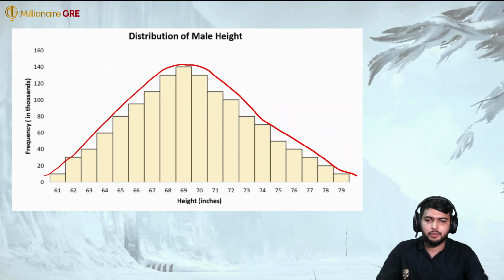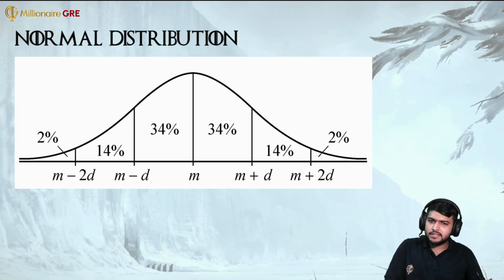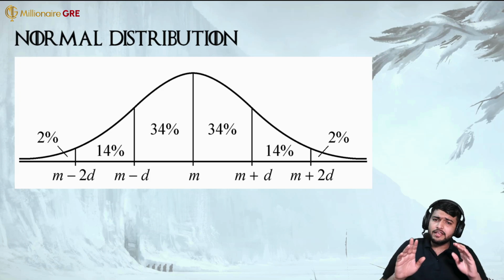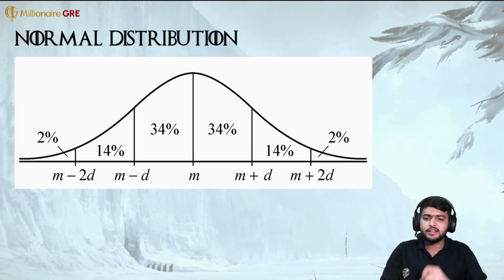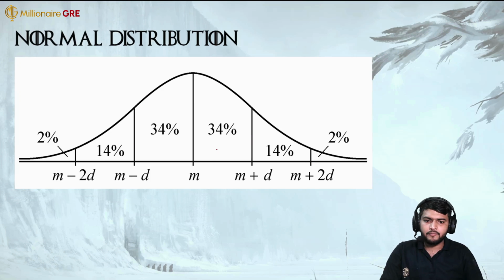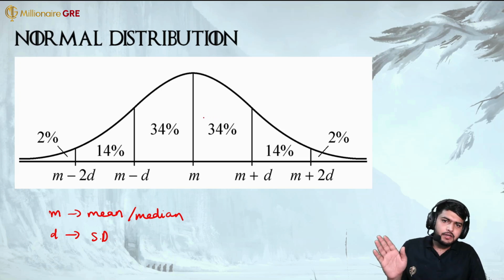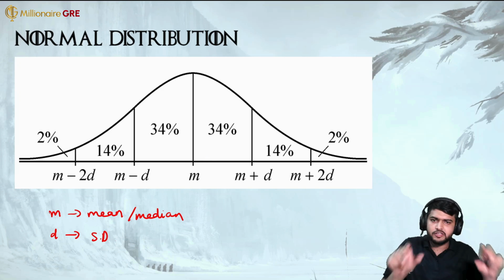Now let's talk about normal distribution. Normal distribution is a specific type of distribution in which you get a bell-shaped curve and the graph is absolutely symmetrical. Here the values may not have been exactly symmetrical, but in normal distribution the graph is exactly symmetrical. Here M is mean as well as the median and D is standard deviation. Below mean there are 50% of all the values, above mean there are 50% of all the values, and the graph is symmetrical on both sides.